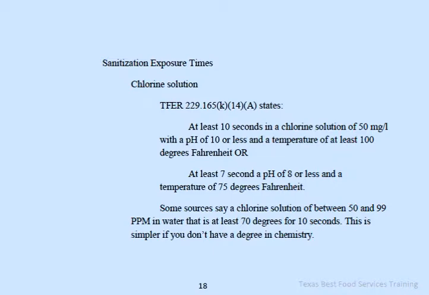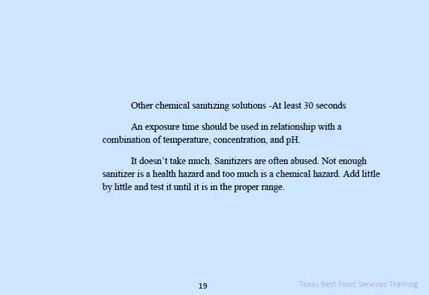Okay. Boy, if you don't have a degree in chemistry, here's another solution. A chlorine solution between 50 and 99 parts per million in water that is at least 70 degrees for 10 seconds. Test strips for this are easy to obtain. Other chemical sanitization solutions, at least 30 seconds, like iodine.